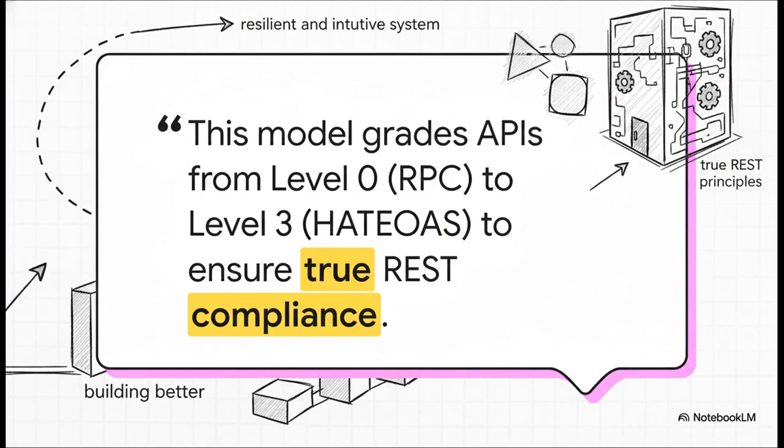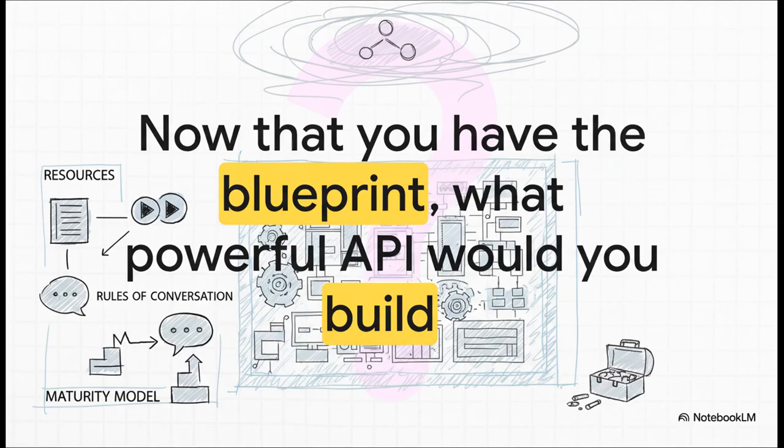And really, that's the key takeaway here. This model isn't about passing a test. It's a roadmap. It's a guide to building better, more intuitive, more resilient systems that truly live up to the vision of REST. So, there you have it. We went from a simple question, how do apps talk, all the way to a full architectural blueprint. Now you have the rules, the verbs, and the framework. So the only question left is, what are you going to build? The possibilities are pretty much endless.